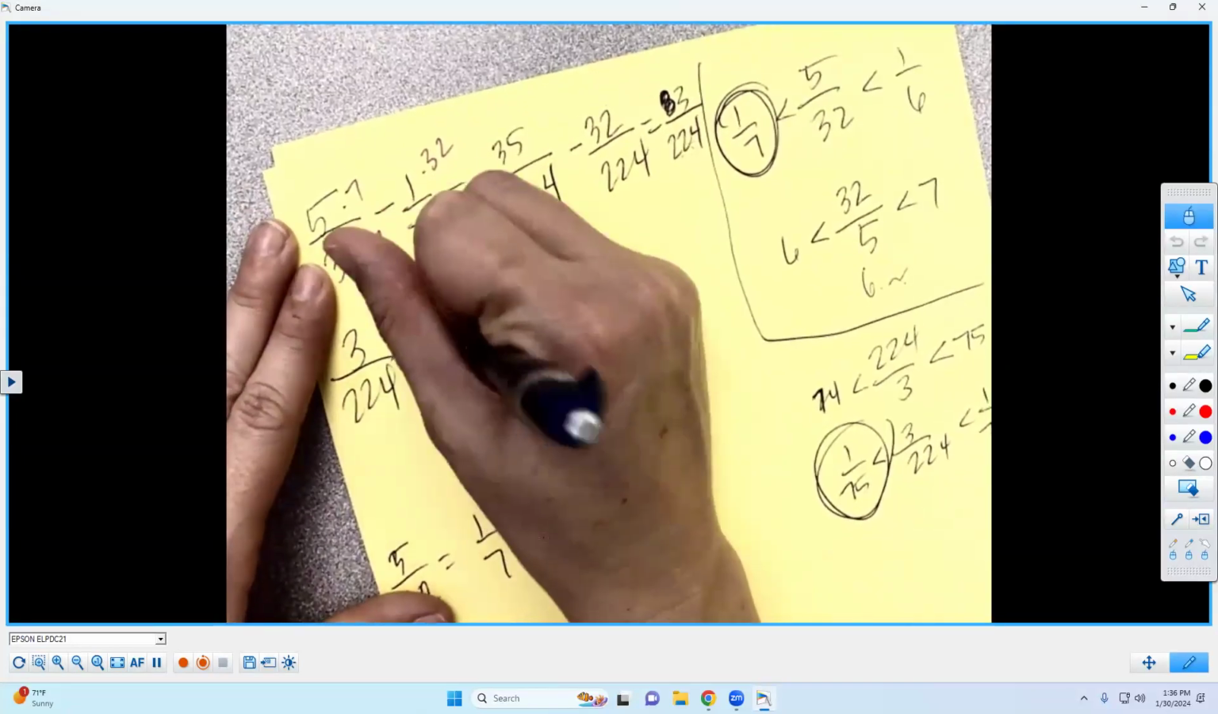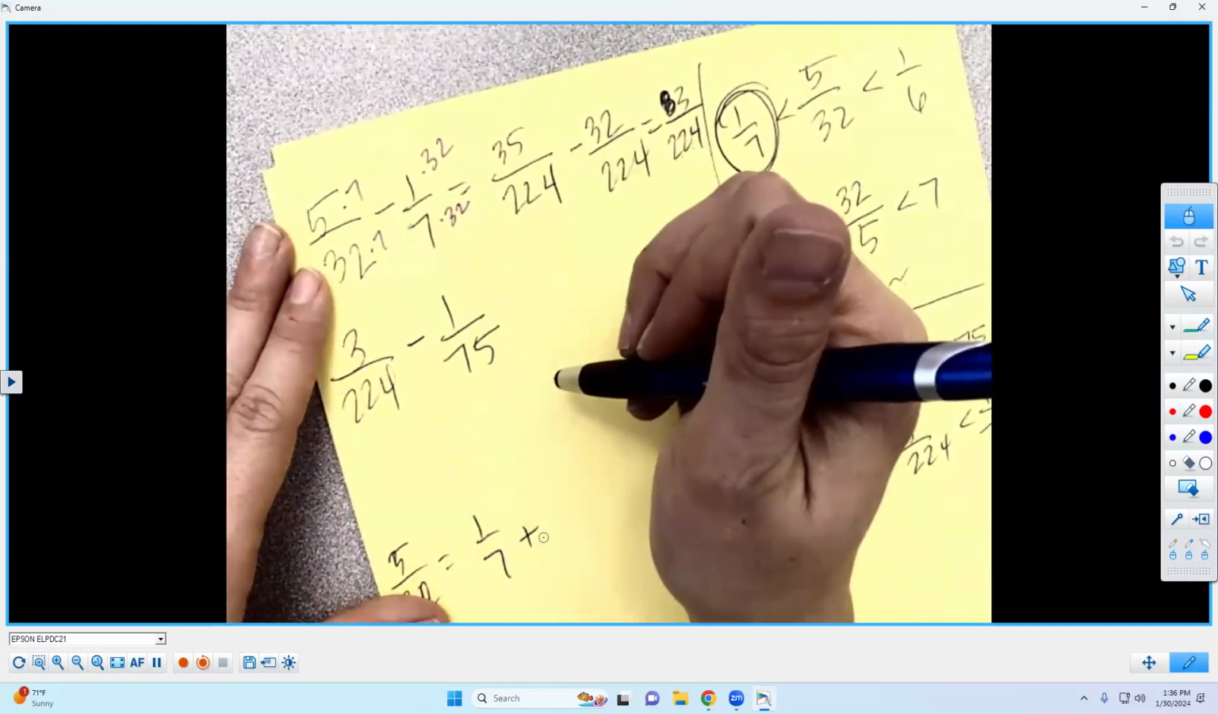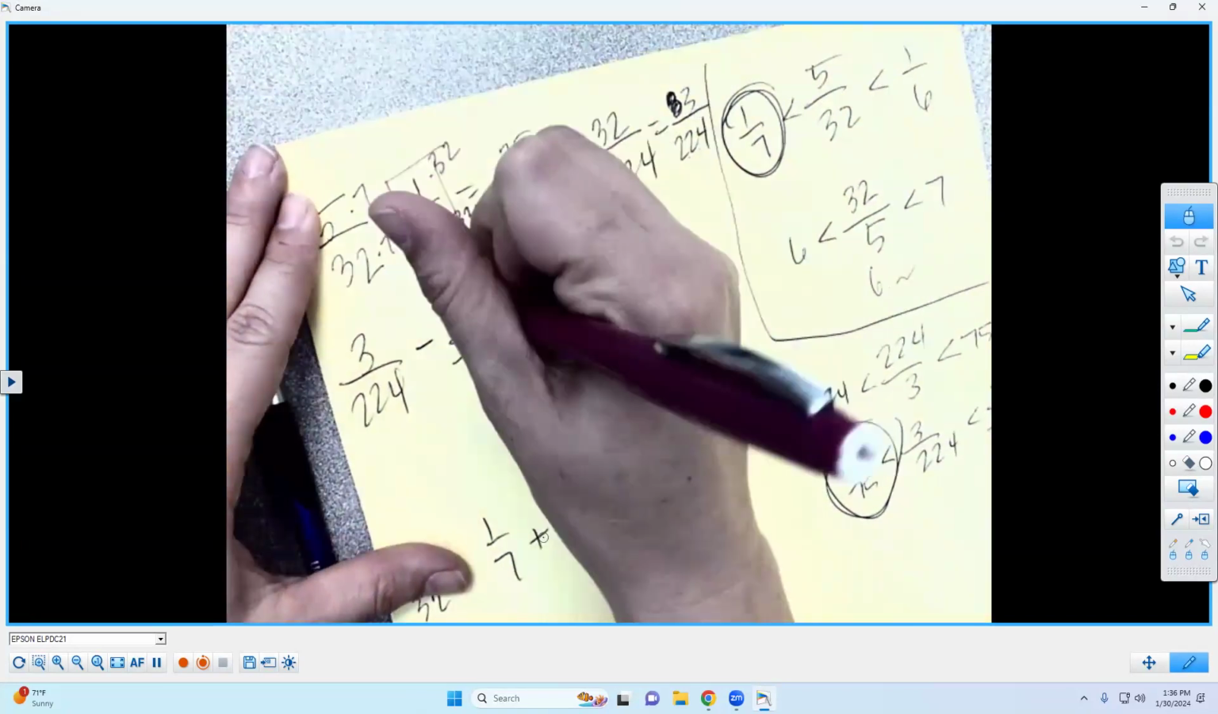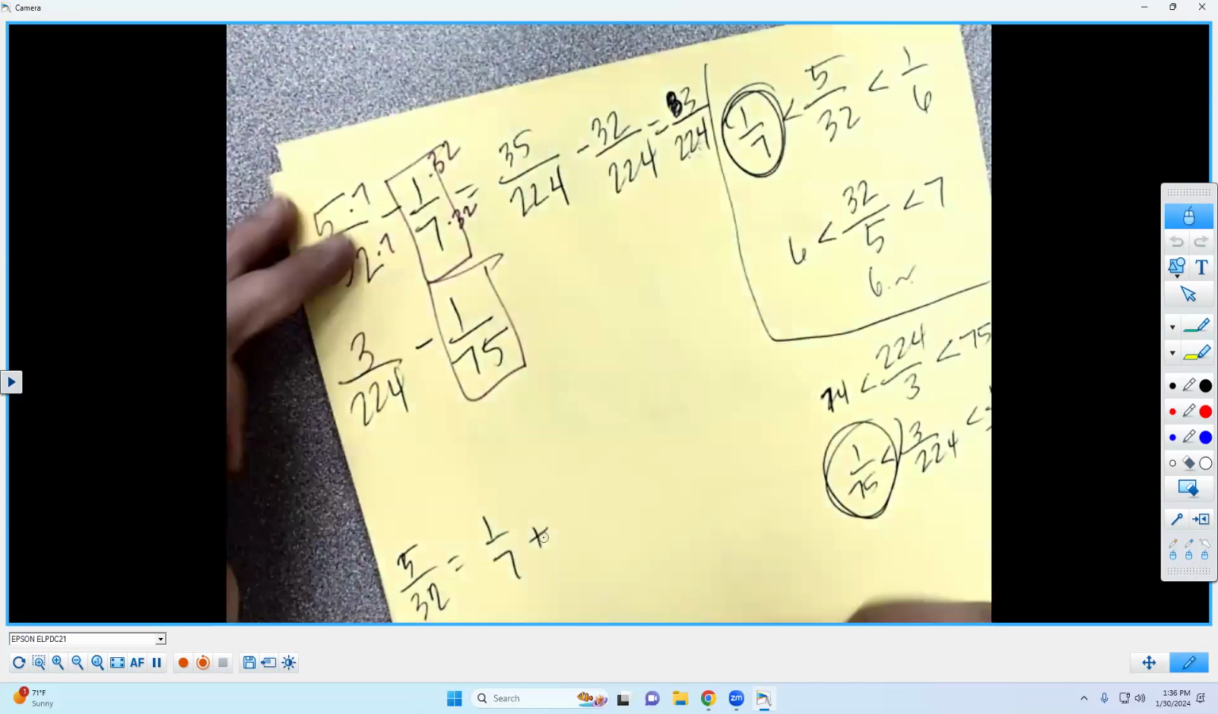And this is the point where I get lost on my answer when I go to write my answer. So now I know this is a part of my answer. I need to write this as a part of my answer: 1/75.